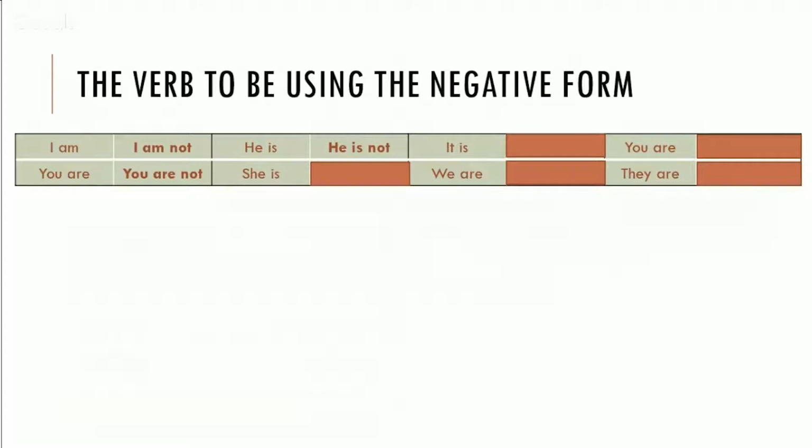He is. And then to make it negative, you will say, he is not. Then you'll have she is. And for negative, you'll have she is not. Then you'll have it is. And for negative, you have it is not.